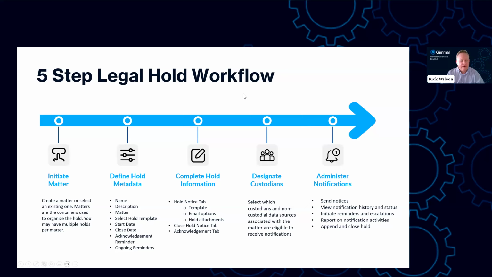And then that final step in the 5-step process is to actually administer your notification. So I'll show you this in the demo screen. There's an area inside Gimmal Discover where you can trigger the notification process. You can see if a custodian has acknowledged the receipt of their litigation hold. That's another important component to this. If you've included a questionnaire, maybe you want to solicit additional information from that custodian. You can do that by creating a questionnaire inside of Gimmal Discover and attaching it to the hold for your custodians to complete online. So we can track that as well. We can close the hold. All of that's done in this administration step process.